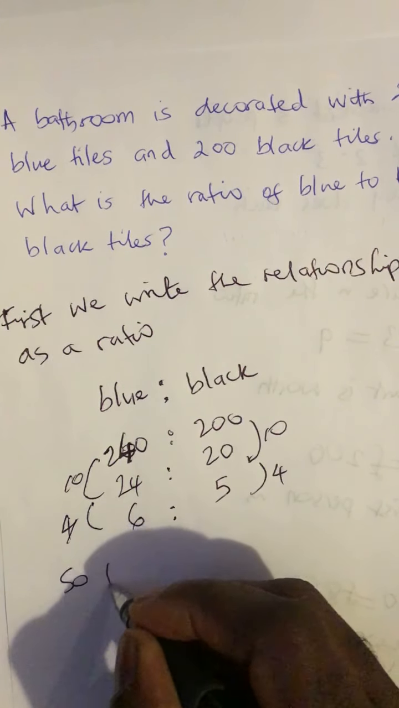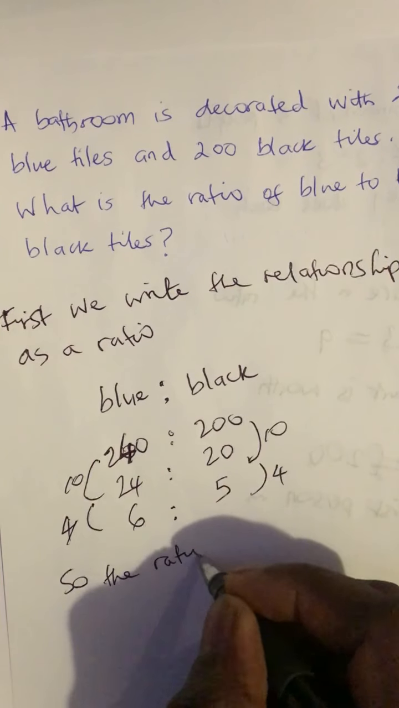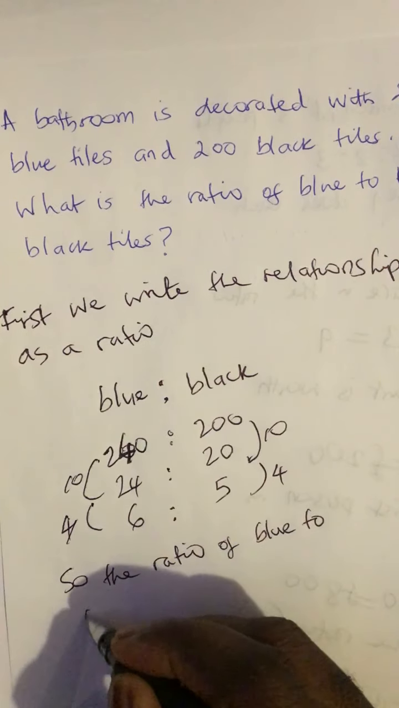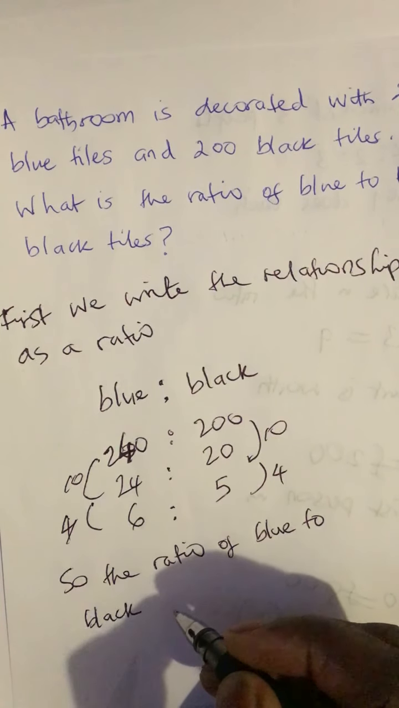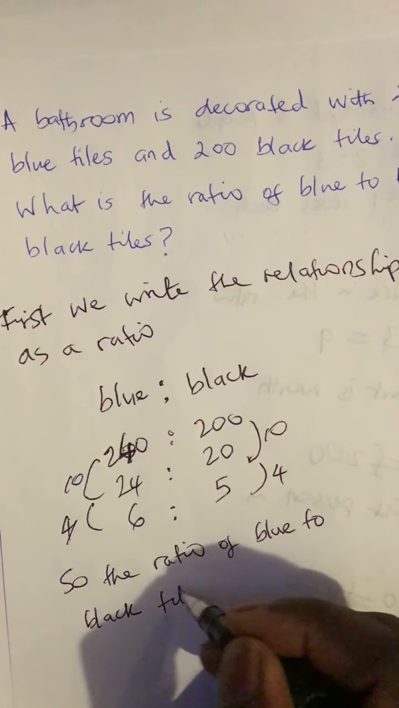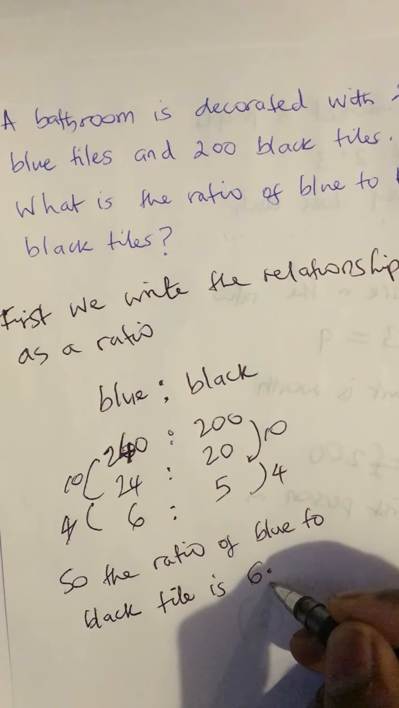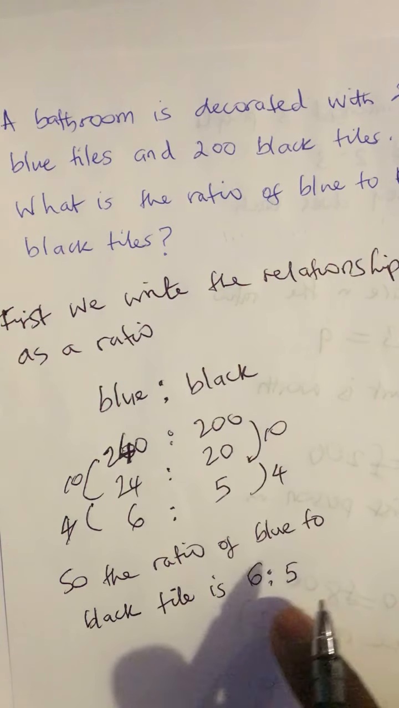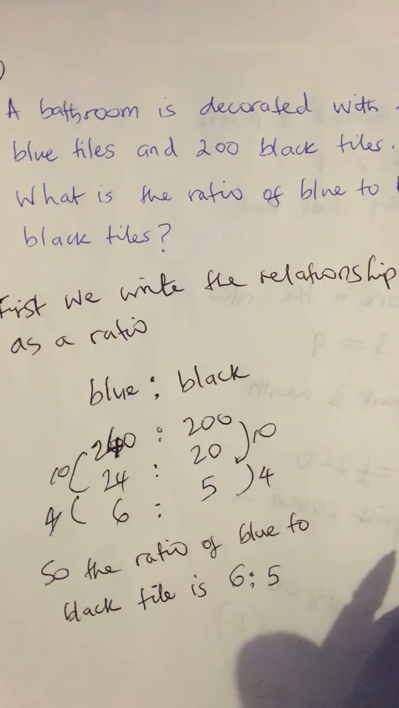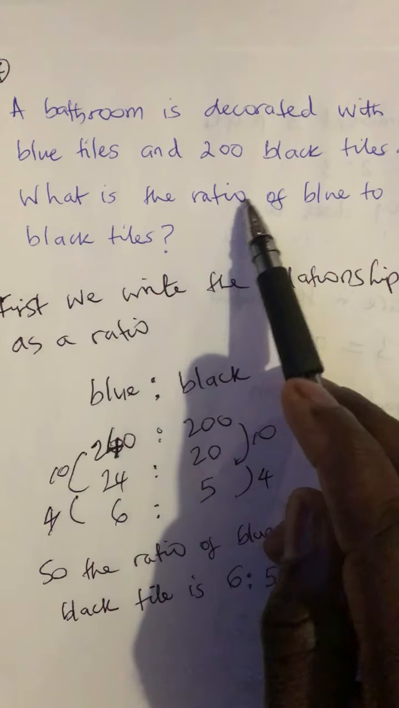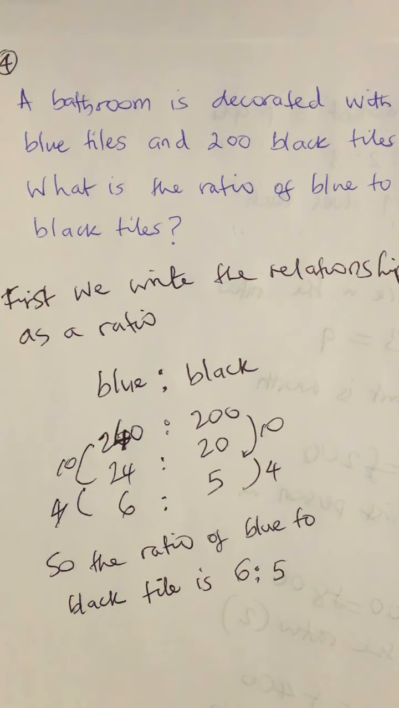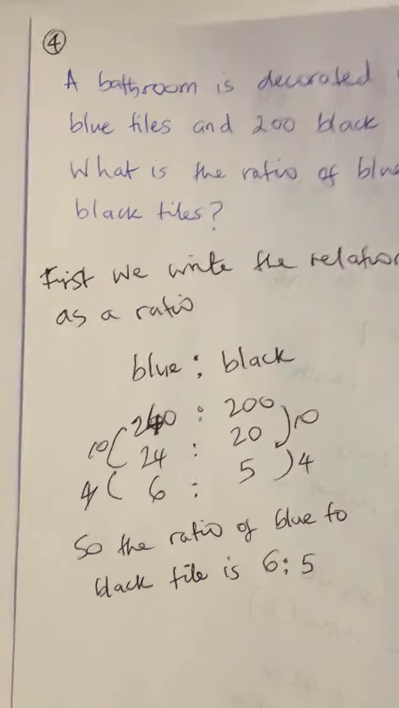So here, the ratio of blue to black tiles is 6 to 5. Or if they say what's the ratio of black to blue tiles, it will be 5 to 6. But in this question, they ask us what is the ratio of blue to black tiles, which is a ratio of 6 to 5. That's a simple one. So this is now done. So we'll take one more example.